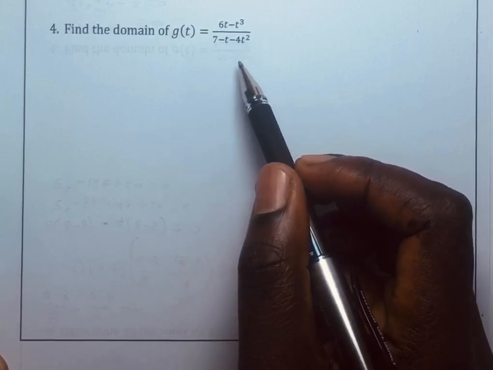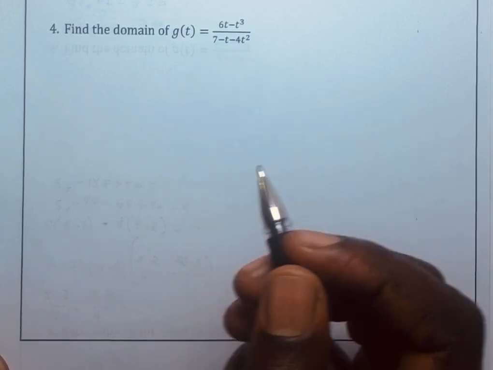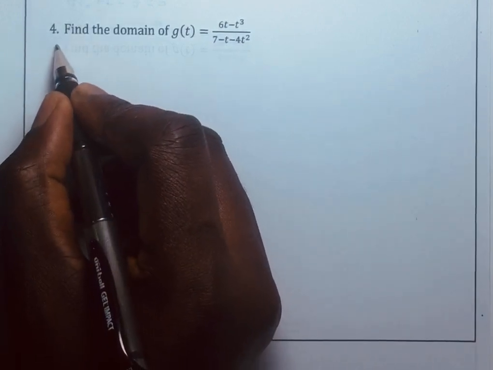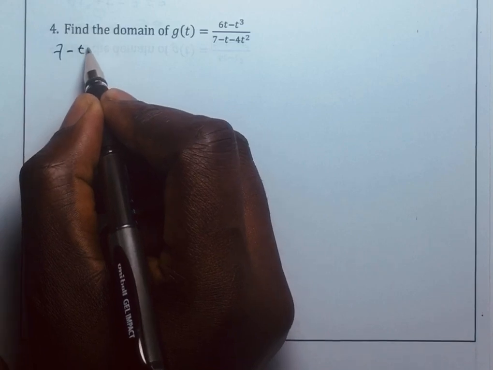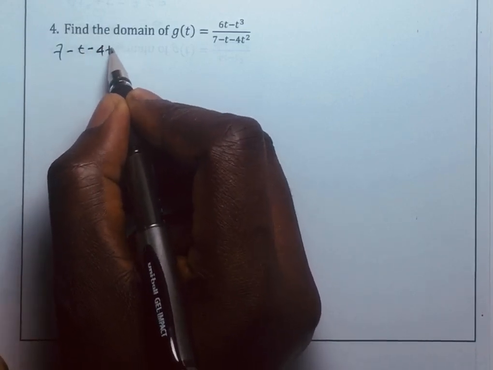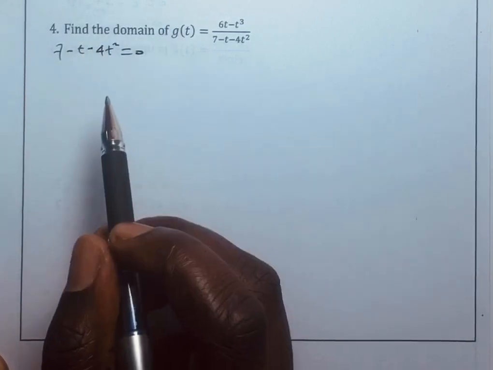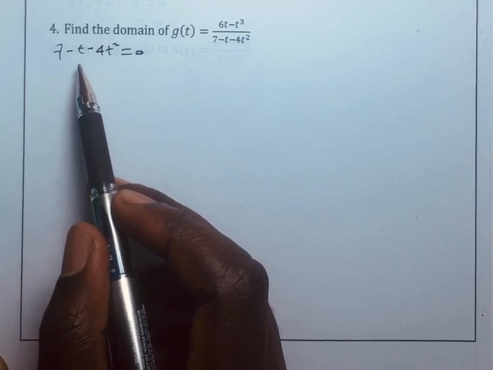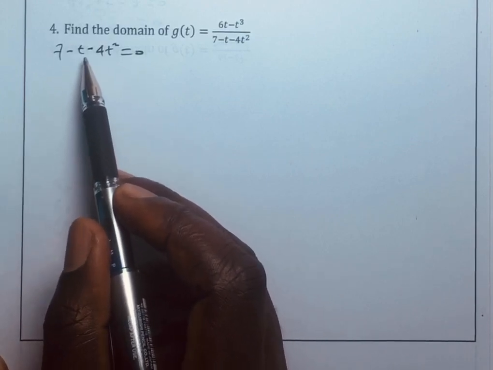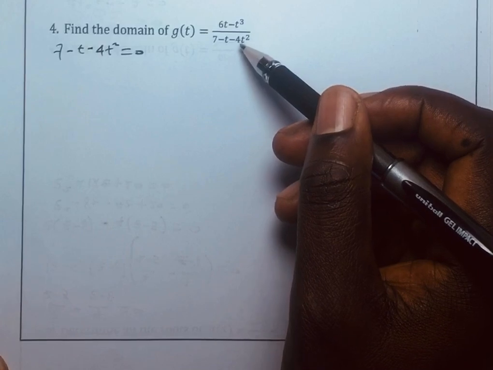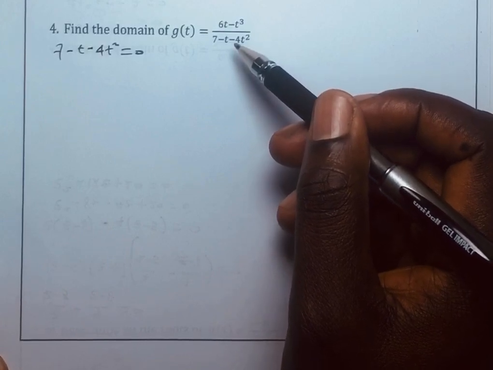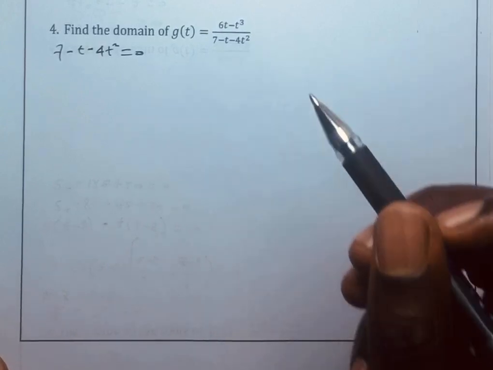So for us to do that, we are going to solve an equation where we have 7 minus t minus 4t squared is equal to 0. So after this, we're going to identify t. If we get t, those t's will force us to divide by 0, so they are the t's that we're going to avoid.